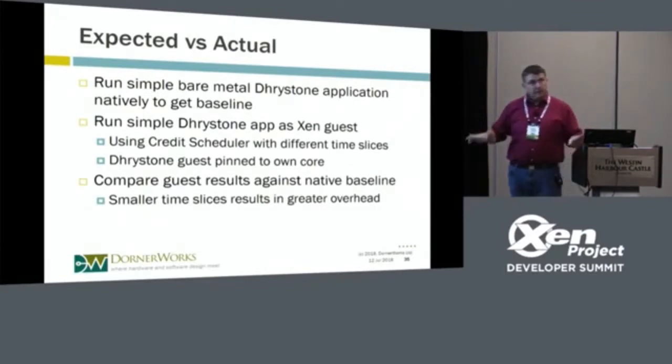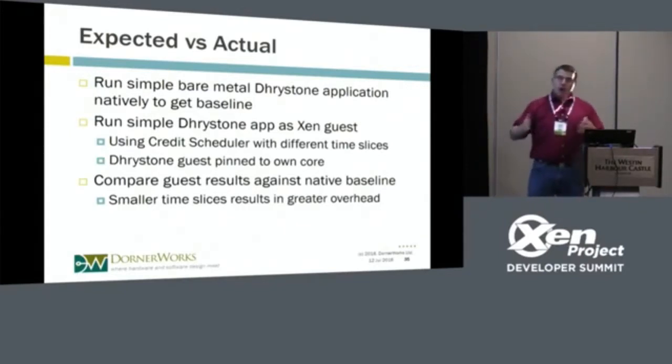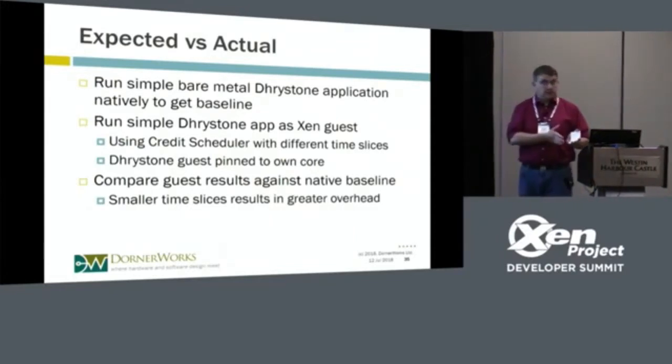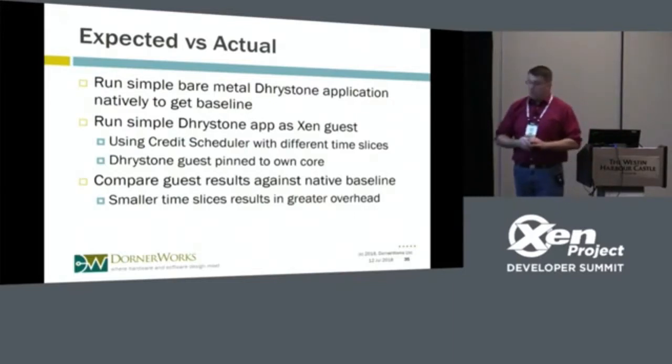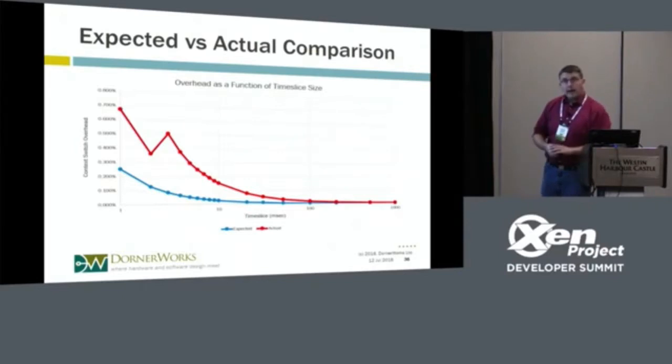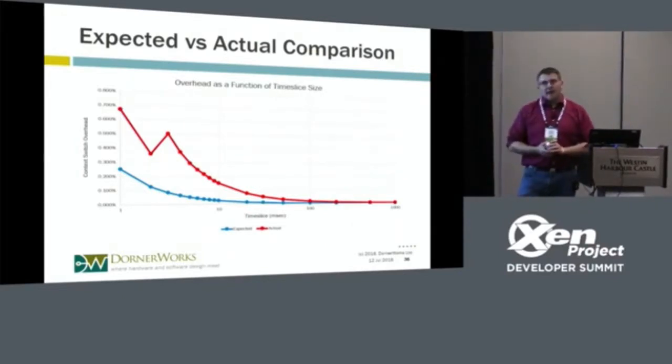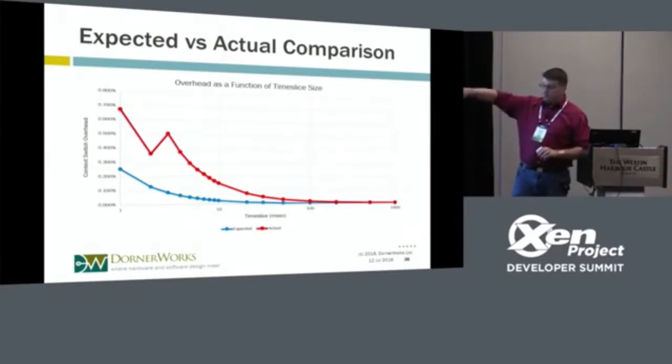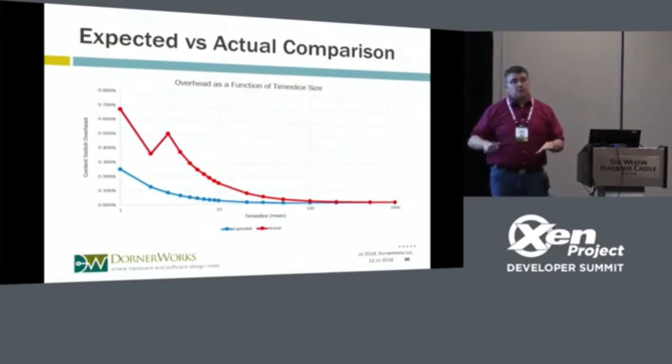We ran that natively to get a baseline number. And then we reran it as a guest with a number of different time slices. Obviously, the smaller the time slice, the more overhead we would expect, as there would be more scheduling and context switching potentially going on. So based on those results, we found out that no, we did not correctly measure all of the context switching. In fact, we were off by about a factor of 6. But what we did find was that for about 3 millisecond time slices and up, it was pretty constant. It was a factor of 6.